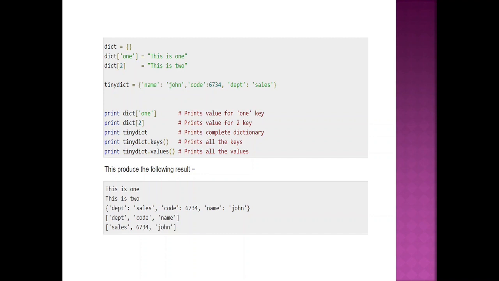Now let us go to another dictionary. The first dictionary which we have created is dict, and now I am going to declare another dictionary with the name tinydict. Tinydict equals name John, code 6734, department sales.